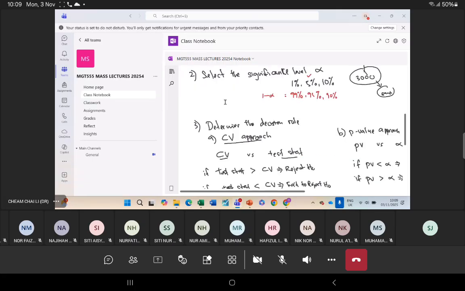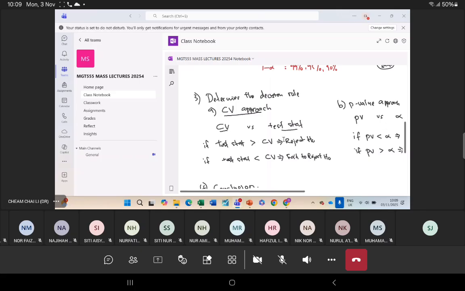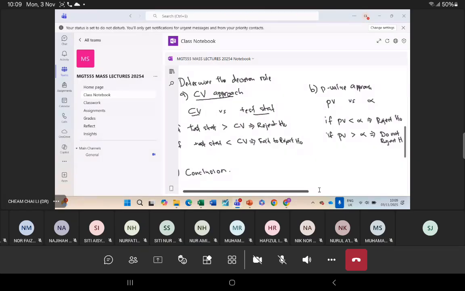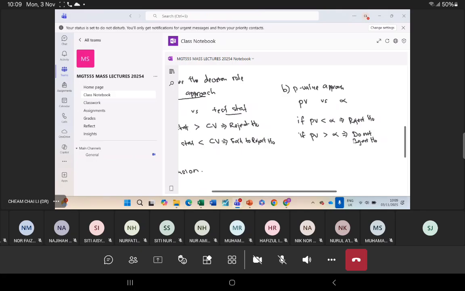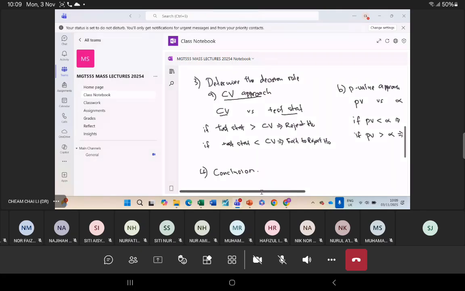And then next, you can run the hypothesis testing and make a decision using either the critical value approach or the p-value approach, right? For each of these approaches, you have different criteria to check. For the critical value approach, you need to check the test statistic and the critical value itself. For the p-value approach, you have to look at the p-value and also the alpha. Then only you make a decision either to reject or not reject, right?